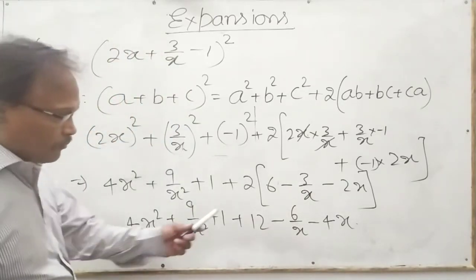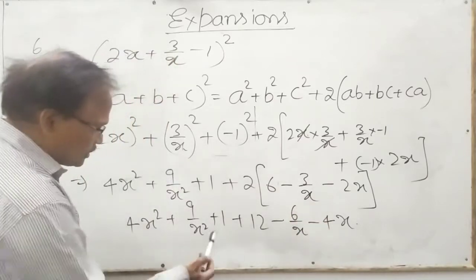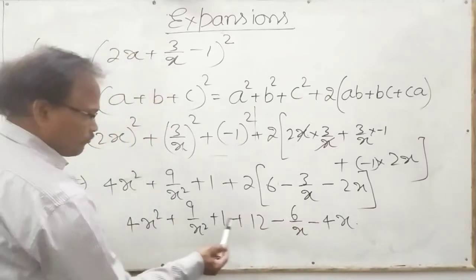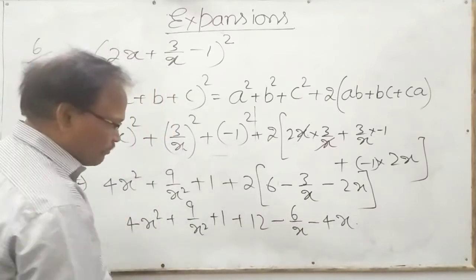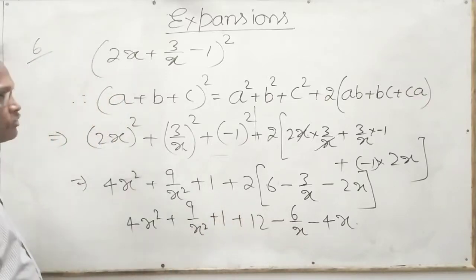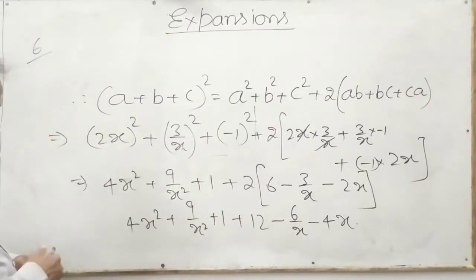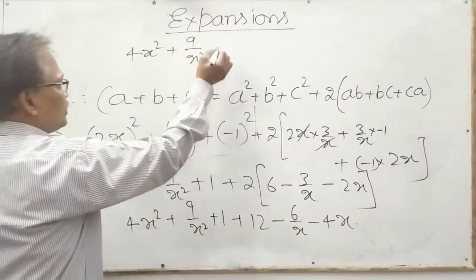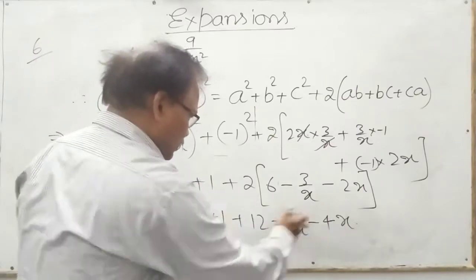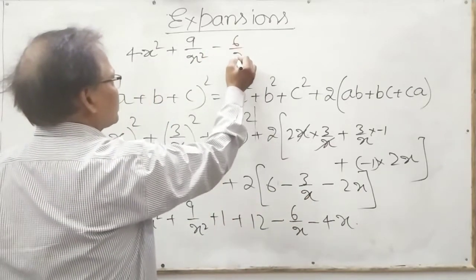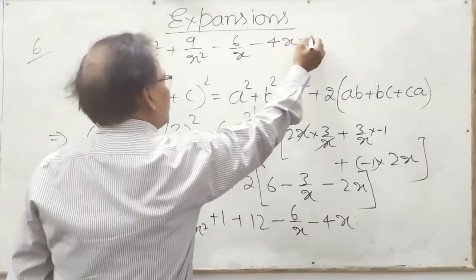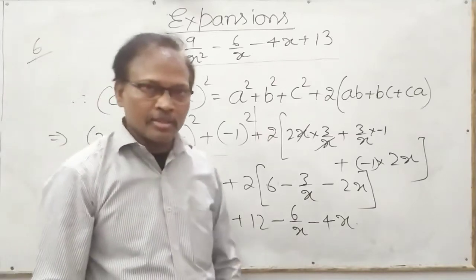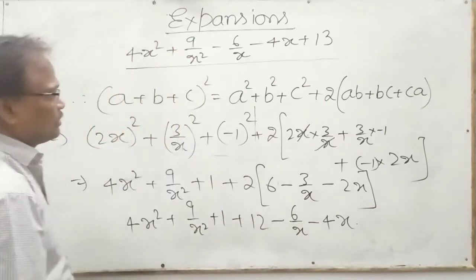Now, this is not in simplest form. Why? Because this 1 and this 12 you can add. Others you cannot add because these are different terms, different variables. But these two you can add. So whatever you can add, add it. Then you will get the simplified answer: 9 by x square, and first you write the variables, which is better, they come in one go. And plus 30. This is the answer. Understood? So in this way these answers can be found.